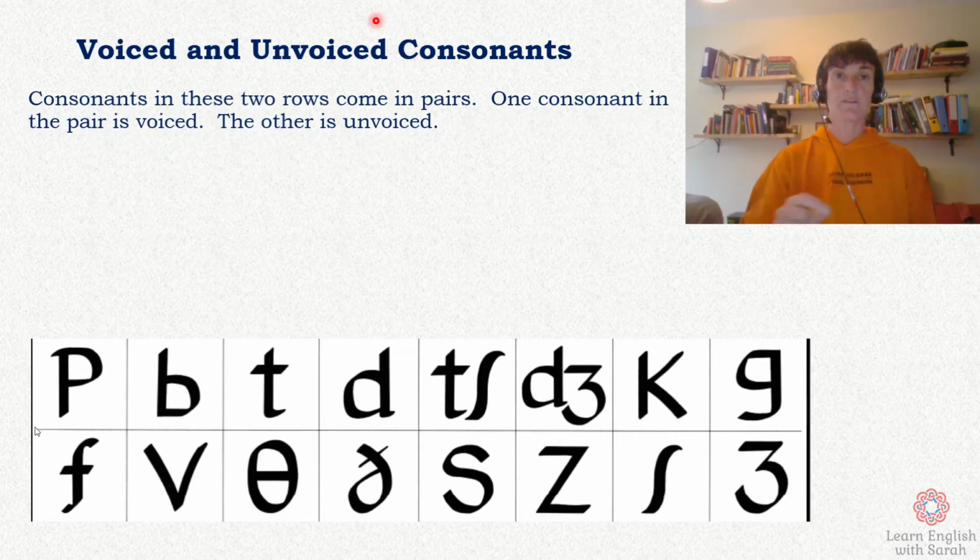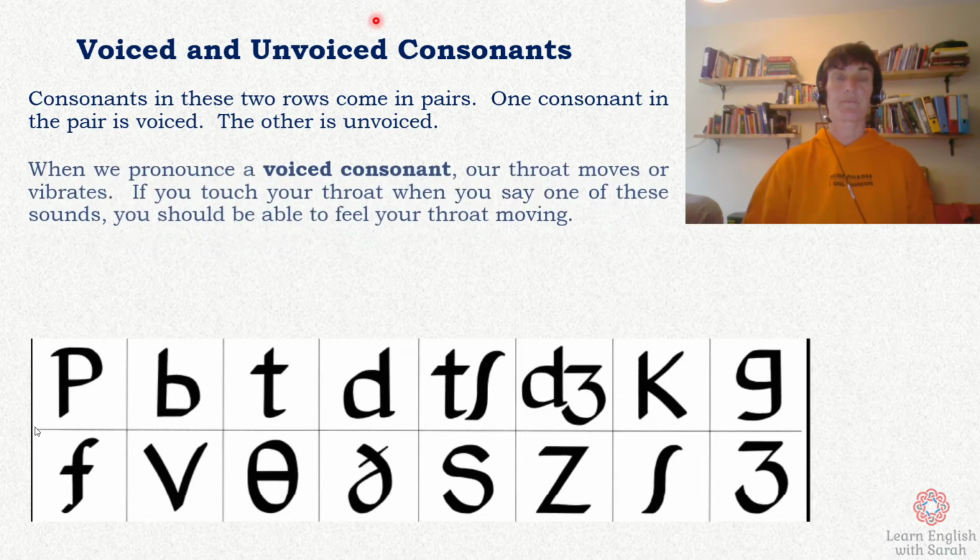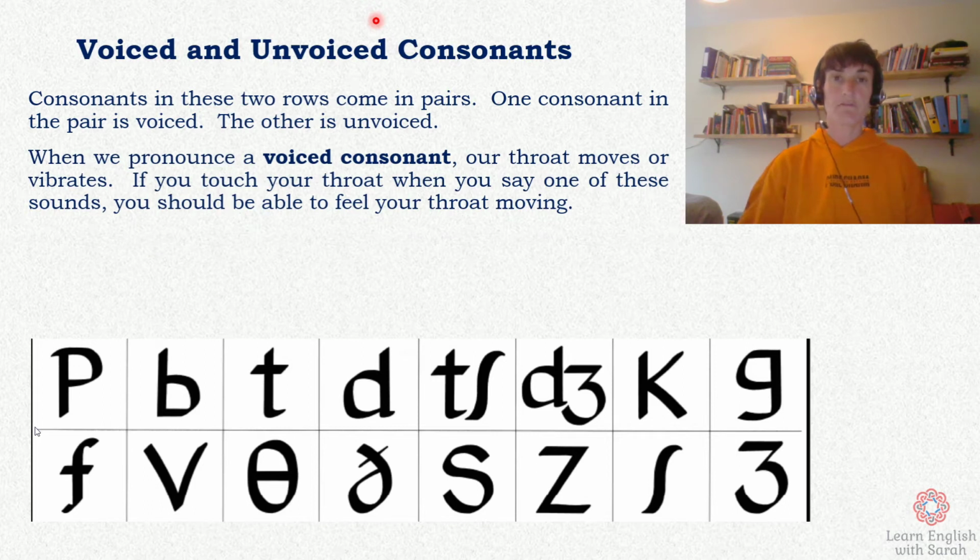So in these two rows, the consonants come in pairs. One consonant in the pair is voiced, the other one is unvoiced. When we pronounce a voiced consonant, our throat moves or vibrates. It's kind of like having a little insect in here. Not a horrible insect, but just something kind of buzzing in your throat. And if you touch your throat when you say one of these sounds, you should be able to feel a bit of movement in here.